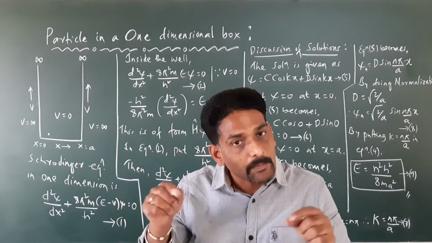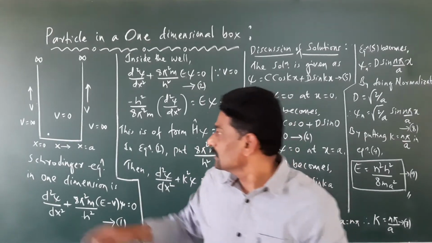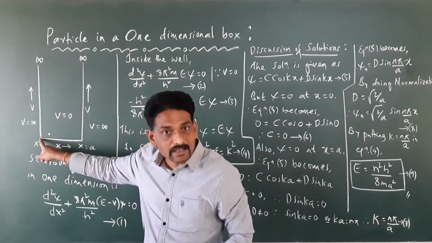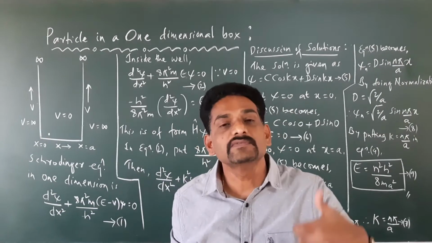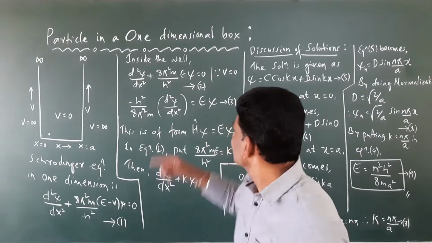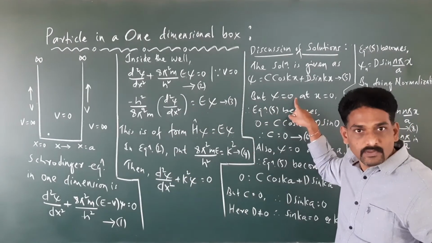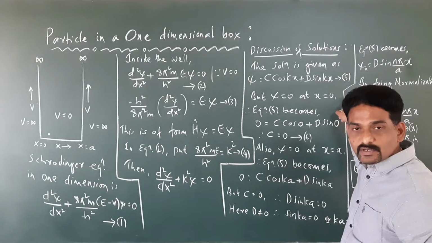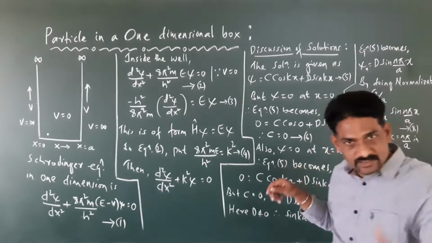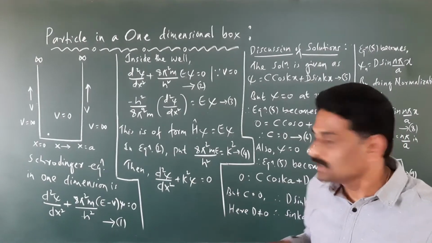Where is the particle? The particle is present within the well, right? So therefore, here on this wall there is no particle. If there is no particle, there is no corresponding wave function. If there is no wave function, we say that psi equals 0. So psi equals 0 at x equals 0 means that there is no particle on that wall. Therefore, the corresponding wave function is going to be equal to 0.